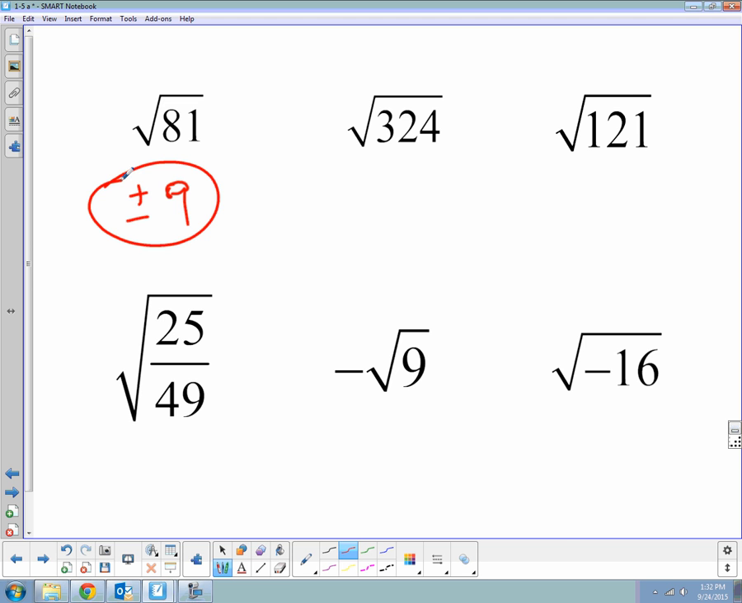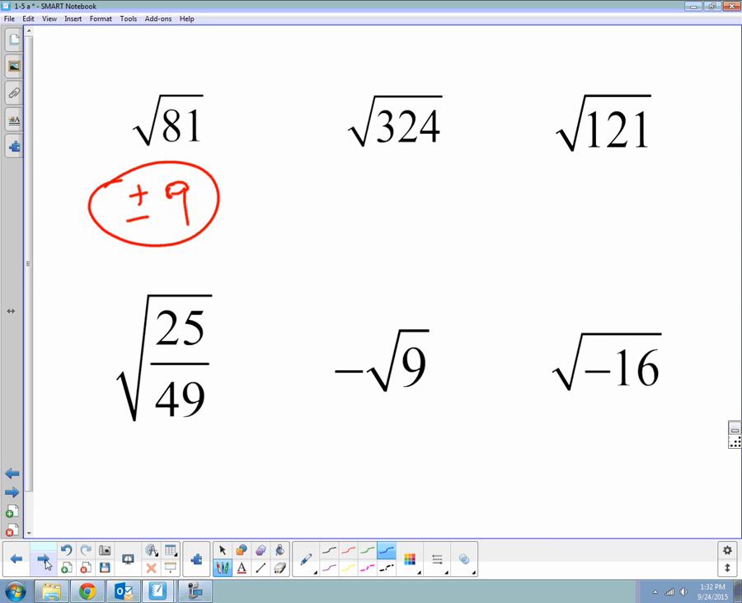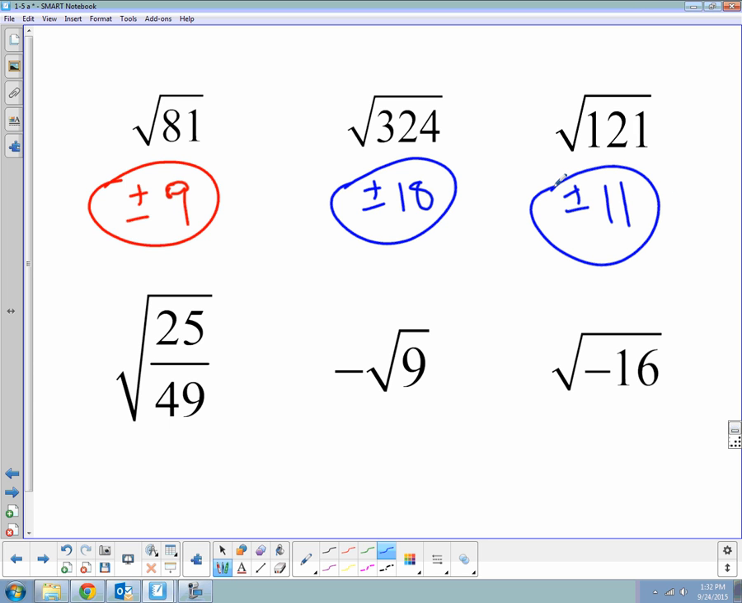Square root of 324. Now look back at my table here. 18 squared equals 324, which means the square root of 324 is 18 or negative 18, plus or minus 18. Square root of 121, 11 times 11 is 121, plus or minus. Two answers. This one with 2 points on a test.